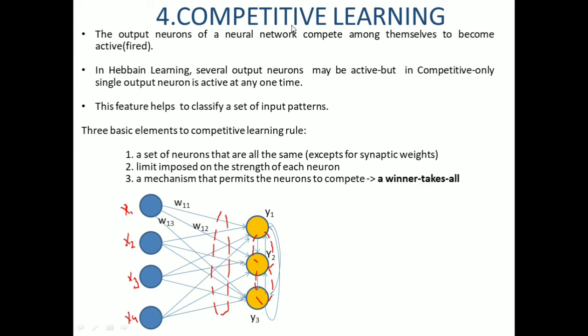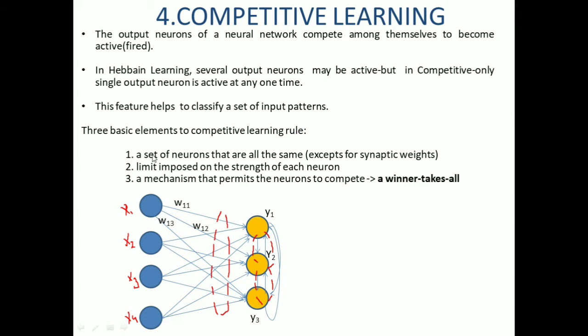So finally we say that in competitive learning, only a single output neuron is active at any given time. It is this feature that makes competitive learning suitable to discover features that are used to classify a set of input patterns. Let us now discuss the three basic elements of the competitive learning rule.